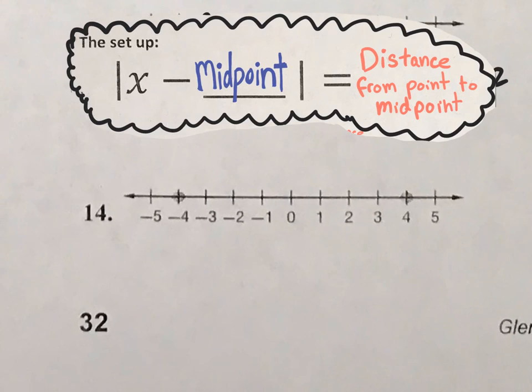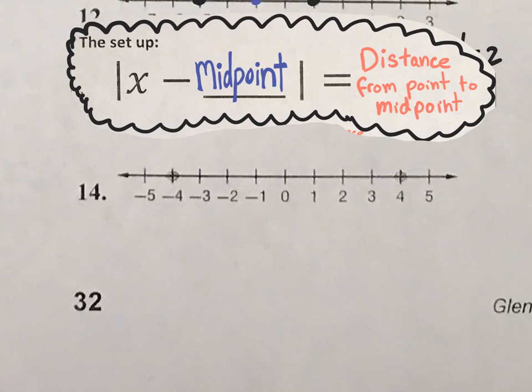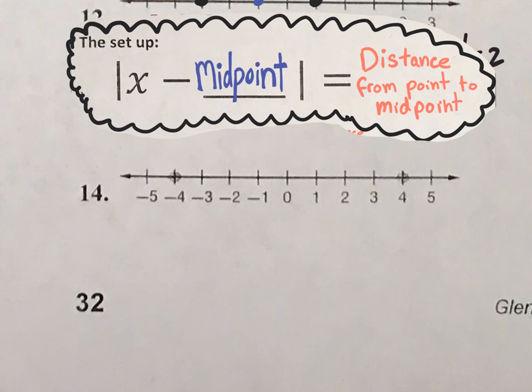Anyway, number 14. So we have an answer, -4 and +4. What is the midpoint? Clearly, the midpoint is 0. So when you set this up, you're going to have the absolute value of x minus the value of the midpoint, which is 0, equals the distance from the point to the midpoint. So 1, 2, 3, 4, obviously 4.